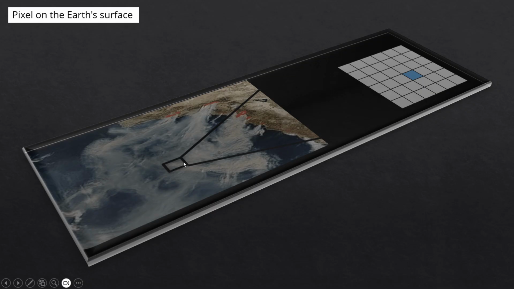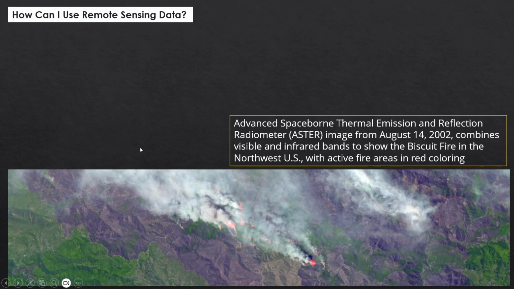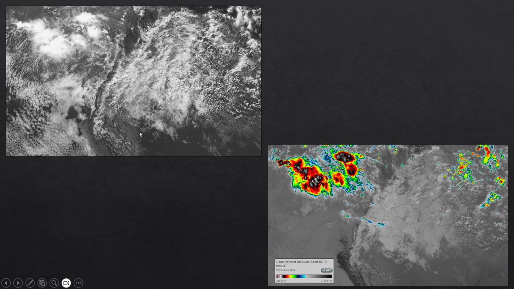So when they take the image, they take every pixel image of the earth. With a low resolution, the area will be high, but with a high resolution, the area will be shorter. How can you use this remote sensing data?